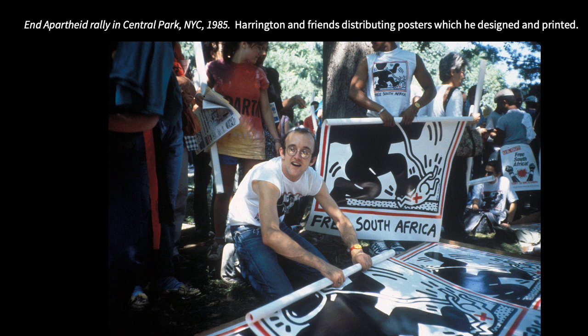And then here you can see Keith Haring at an anti-apartheid rally in Central Park in New York City in 1985. So he designed these posters. The text across the bottom there says Free South Africa to protest the South African apartheid. And so at this particular rally, he designed the poster, he printed out numerous copies. You can see that he made a t-shirt as well. But then he's handing out all of these posters to the various attendees at the rally for them to use while they march.